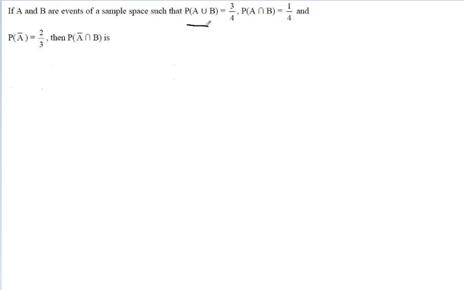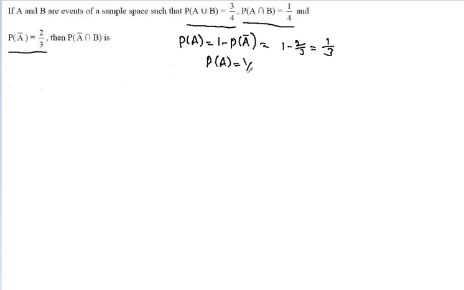of A union B is given, that is 3 by 4, and P of A intersection B is given 1 by 4, and P of A bar is given 2 by 3. If P of A bar is given, then P of A is equal to 1 minus P of A bar, that is equal to 1 minus 2 by 3, that is equal to 1 by 3. Therefore P of A is equal to 1 by 3.